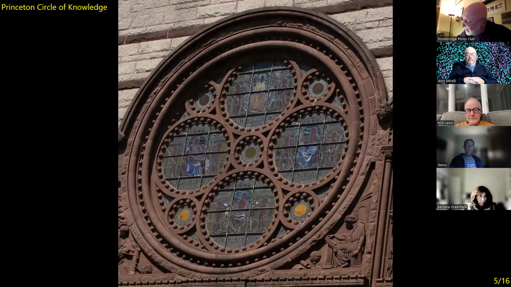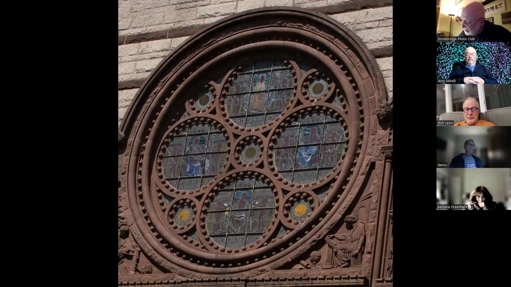Princeton Circle of Knowledge. It's a beautiful piece of architectural element, and the stained glass is just really, really nice. However, with an image like this, photographing it more head on would be better, and also seeing more of it. I mean, you're cutting off.